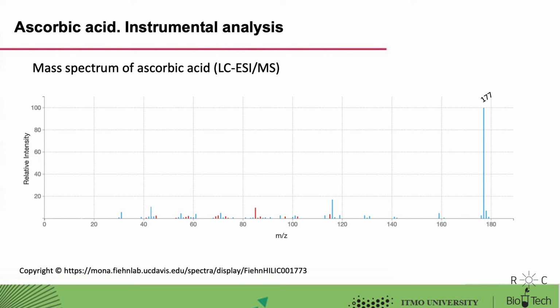As a result of the analysis, we obtain a mass spectrum, which is a dependence of the intensity of the ion current on the ratio of mass to charge. The molecular weight of ascorbic acid is 177. Weaker responses are associated with fragments of the ascorbic acid molecule.